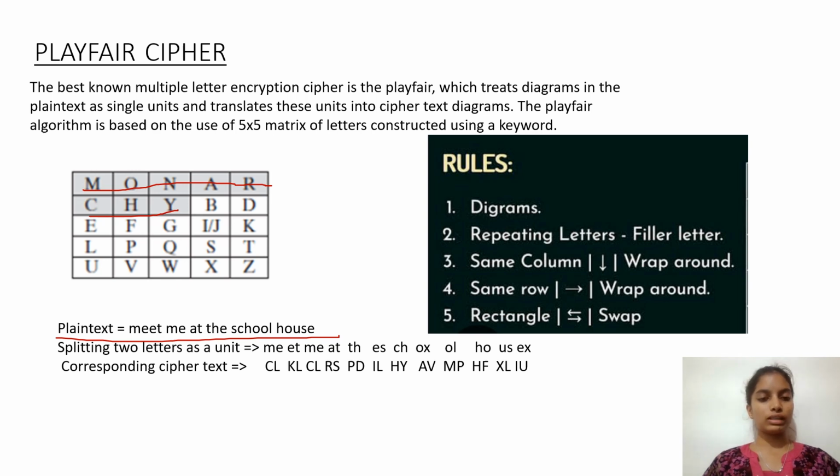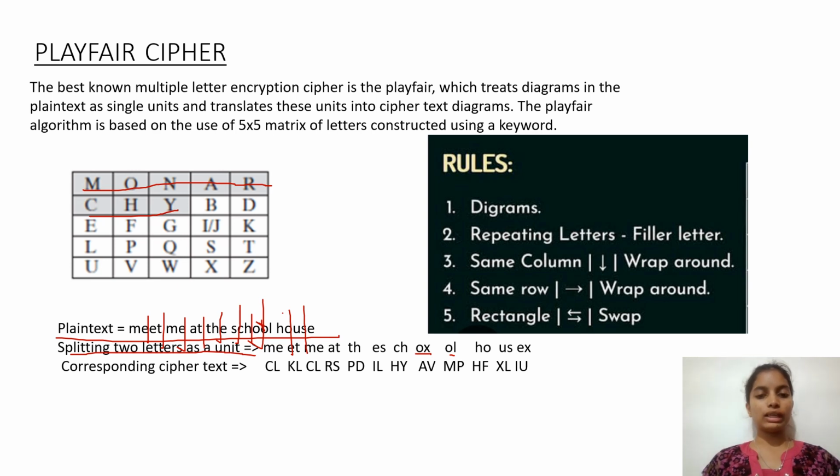Now, the first rule is that we have to split the plaintext into pairs of two letters, which comes out like ME, ET, ME, AT, TH, ES, CH. Now here you'll encounter the double O, which is a repeating letter. So you have to add X after O, and so you'll have OX, then OL, OX. Here you'll add the X. So OX, OL, HO, US.